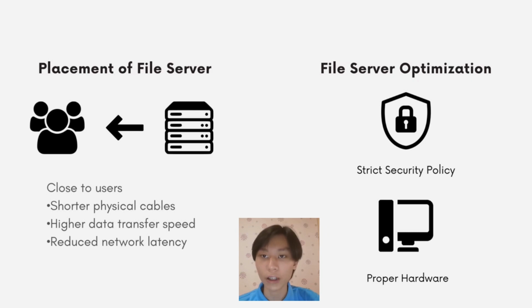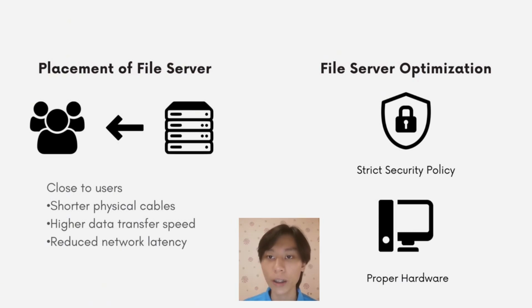Now we know what the file server is, let's take a look at its placement. Basically, the file server should be placed close to the users due to the following reasons: shorter physical cables, higher data transfer speed, and reduced network latency. Other than easy configuration and setup, shorter cable lengths also shorten the travel distance of network traffic, which reduces network latency and enhances response times during file access.